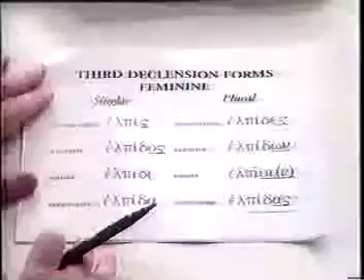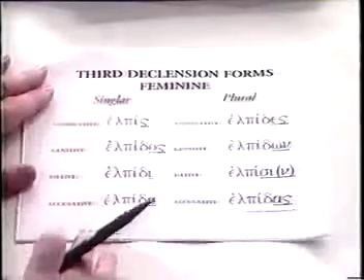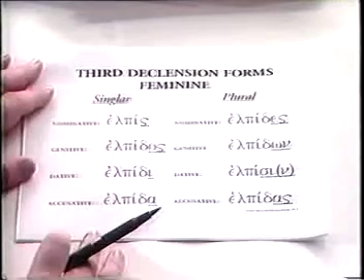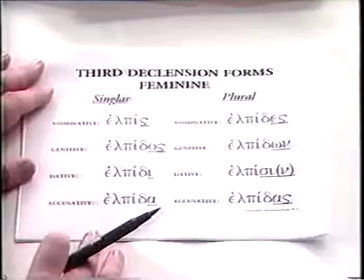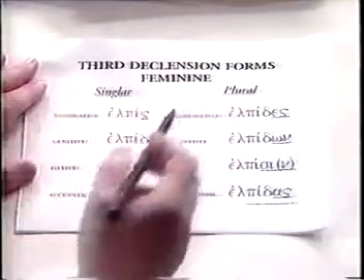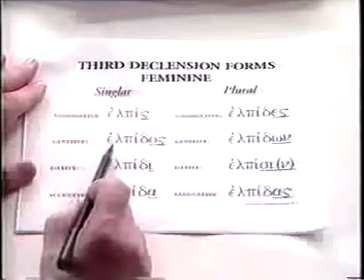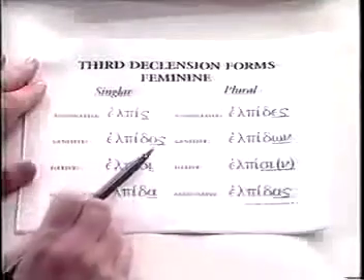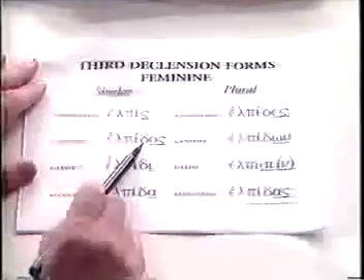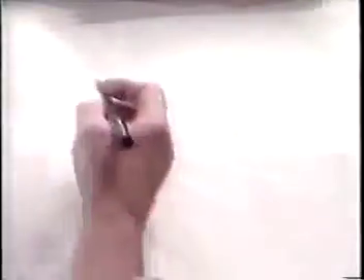Here is a feminine example. This is the word for hope, the word elpis. Now, how do we find the stem of a noun or a pronoun or an adjective? We go to the singular genitive first, and we remove the singular genitive ending, and what we're left with is the stem. So if our singular genitive form is elpidos, and we remove the omicron sigma ending, then our stem is elpid. Let's write that down.